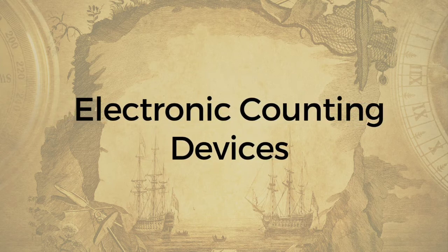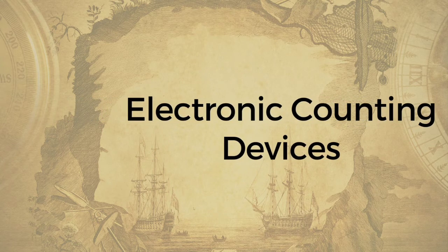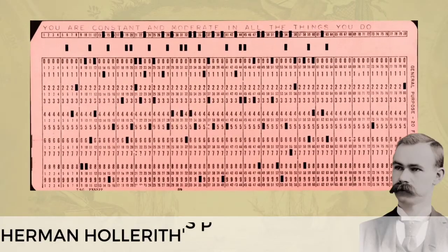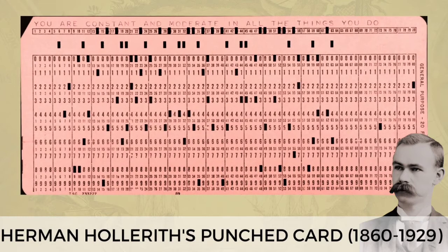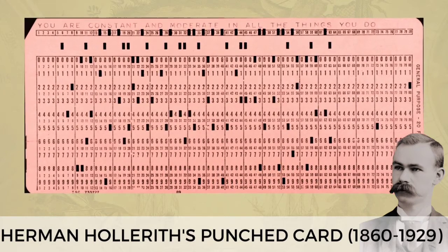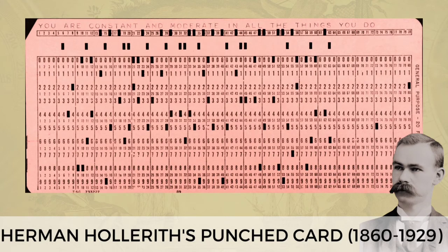Now let's talk about the electronic counting devices. Let's talk about Herman Hollerith's punch card. Hollerith was an American statistician who developed a mechanical tabulator based on punch cards to rapidly tabulate statistics from millions of pieces of data. Hollerith built machines for the US Census Bureau, which were to tabulate the 1890 census in 2.5 years instead of 7 years for the 1880 census.